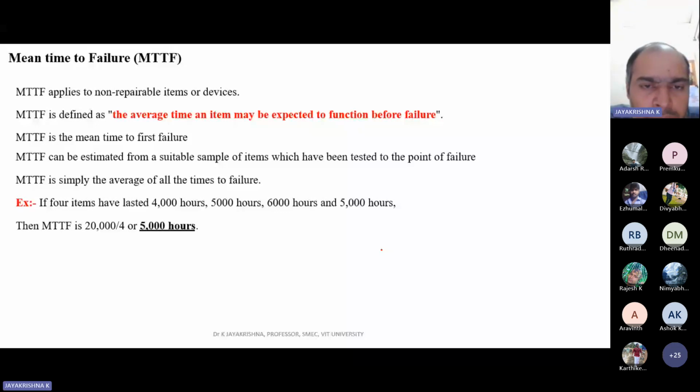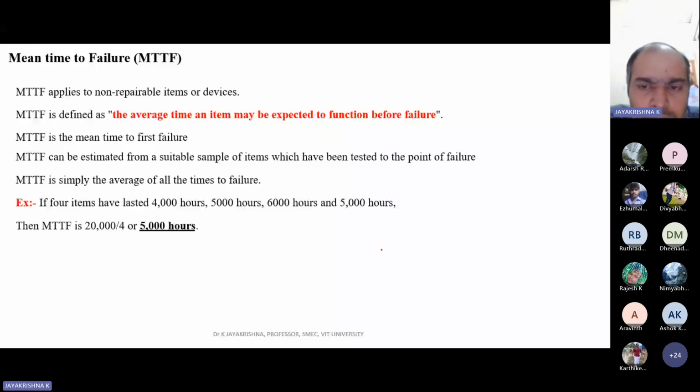Okay. So I'm buying a product, I'm using it. Let's go to the old example. I'm buying a tire, I'm running it. Suddenly the tire got blasted. So I can't refix the tire and it becomes a non-repairable item now. So the failure can happen only once. So how long I am able to run with the product till the time it gets failed, that is called as MTTF, mean time to failure.